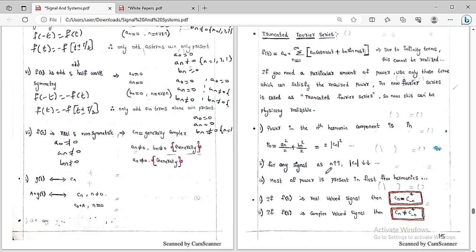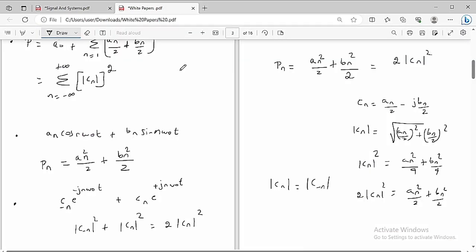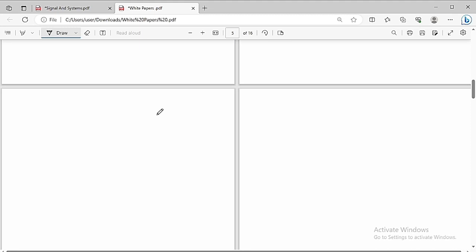For any signal, the magnitude is going to decrease. This point is very simple. As the value of n increases, An is going to decrease, Bn is also going to decrease, so Cn is also going to decrease. So very simply, I can say that if you take the magnitude, the Fourier series coefficient magnitude values are going to decrease.